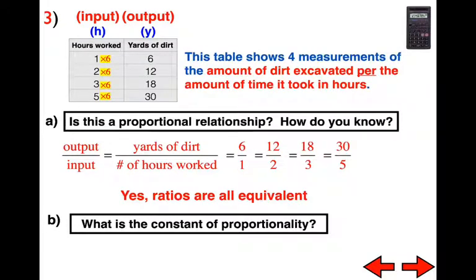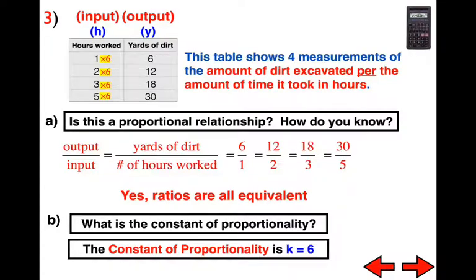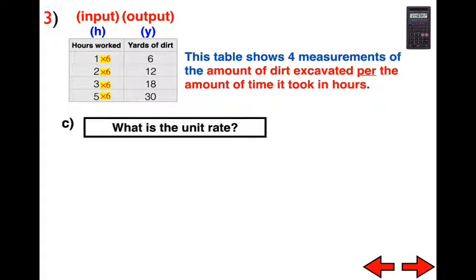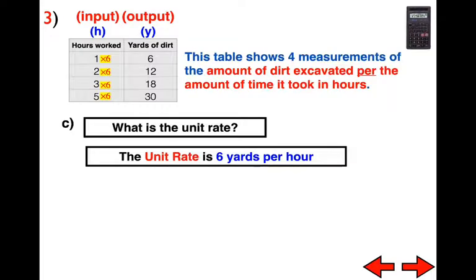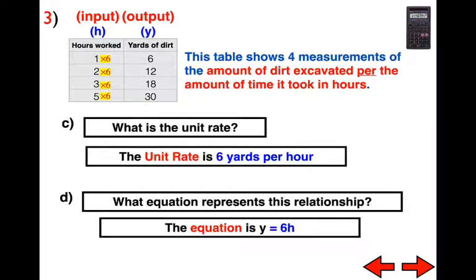What is the constant of proportionality? Well, all of these ratios simplified to 6. The constant multiplier is 6. Therefore, the constant of proportionality is k equals 6. Next part, what is the unit rate? Well, we know it's going to be 6 something, but remember, as far as the units go, it's always output per input. The output is yards. The input is hours. Therefore, the unit rate is 6 yards per hour. What is the equation? You have to focus on the variables that are found within the table. So that would be y equals 6h.